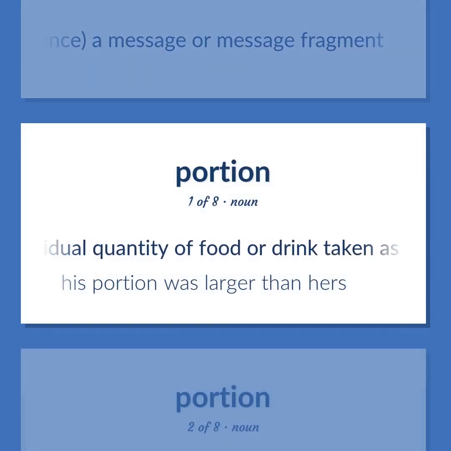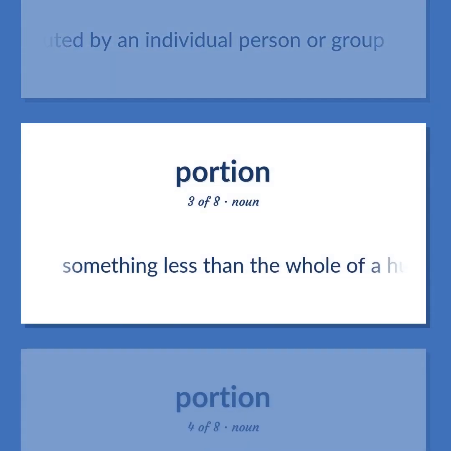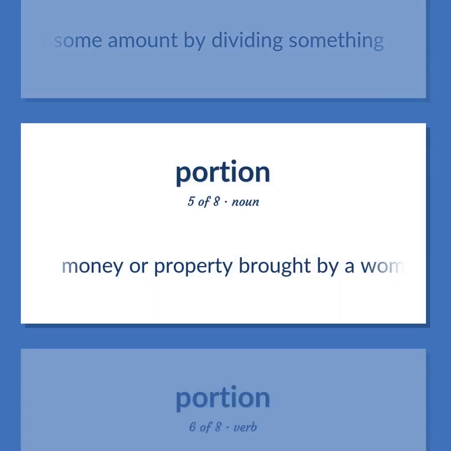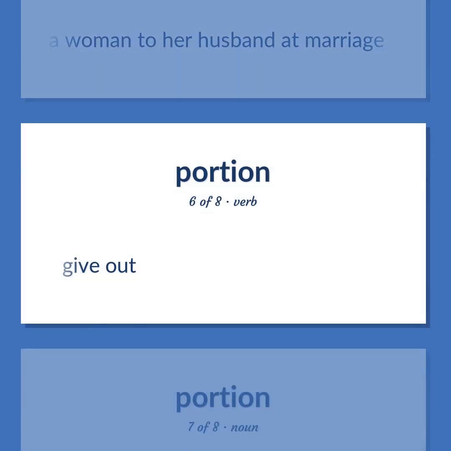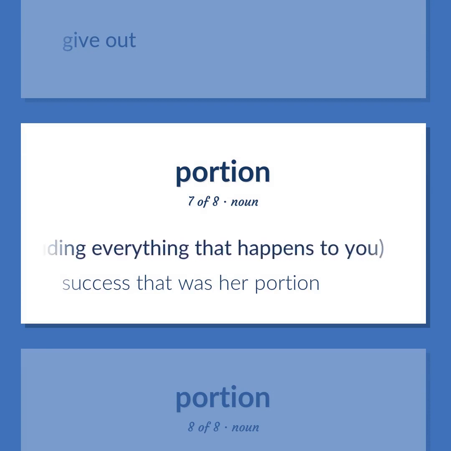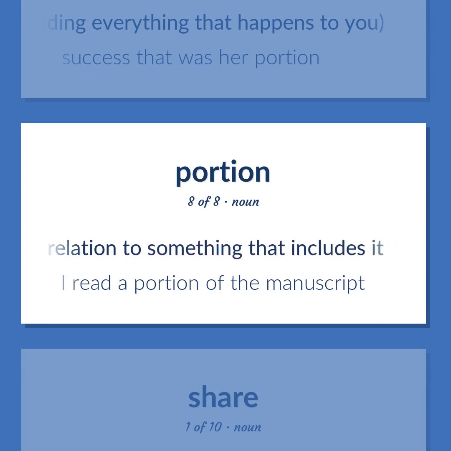An individual quantity of food or drink taken as part of a meal. His portion was larger than hers. Assets belonging to or due to or contributed by an individual person or group. Something less than the whole of a human artifact. The allotment of some amount by dividing something. Money or property brought by a woman to her husband at marriage. Give out. Your overall circumstances or condition in life, including everything that happens to you. Success that was her portion. Something determined in relation to something that includes it. I read a portion of the manuscript.